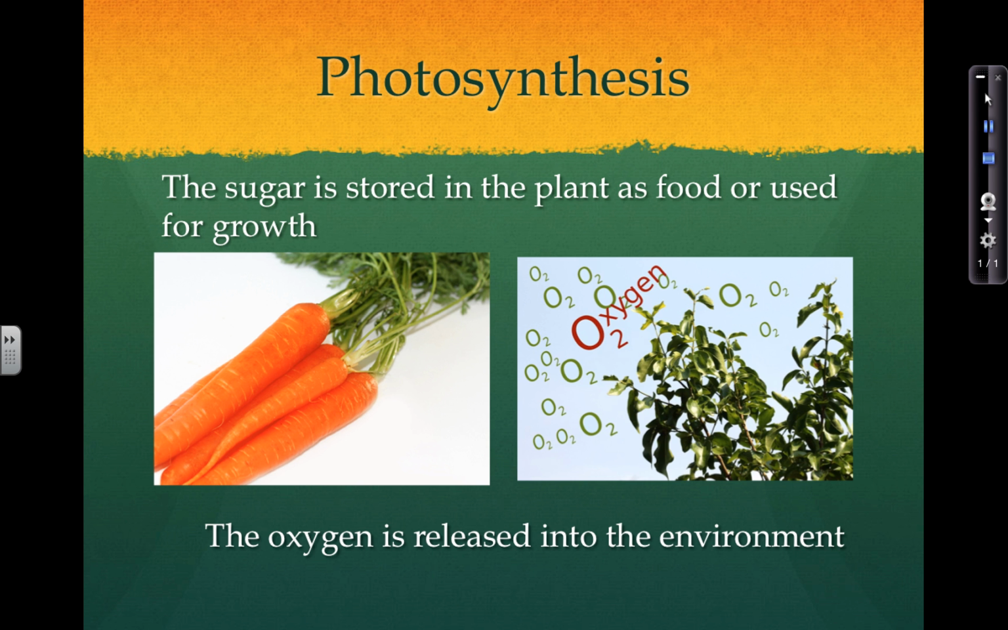The sugar is stored in the plant. Sometimes it's stored in stems, sometimes it's stored in the roots. And then the plant uses it during cellular respiration to make energy for itself. So photosynthesis does not make energy. The point of photosynthesis is to make glucose. And then the glucose is used by cellular respiration to make energy.